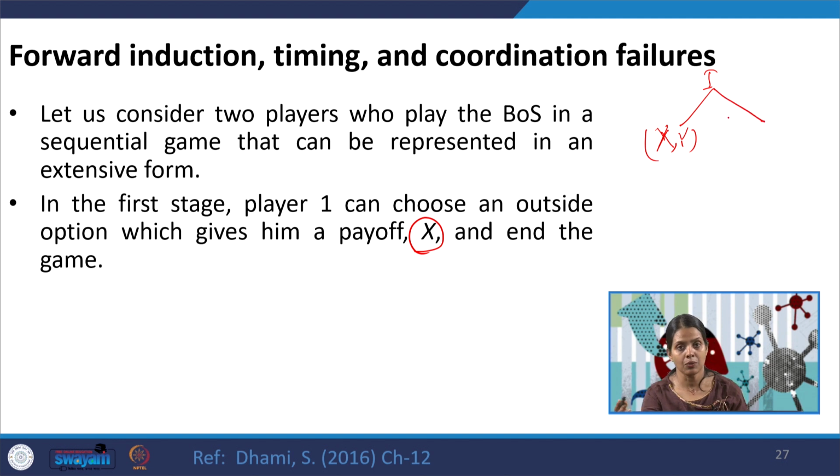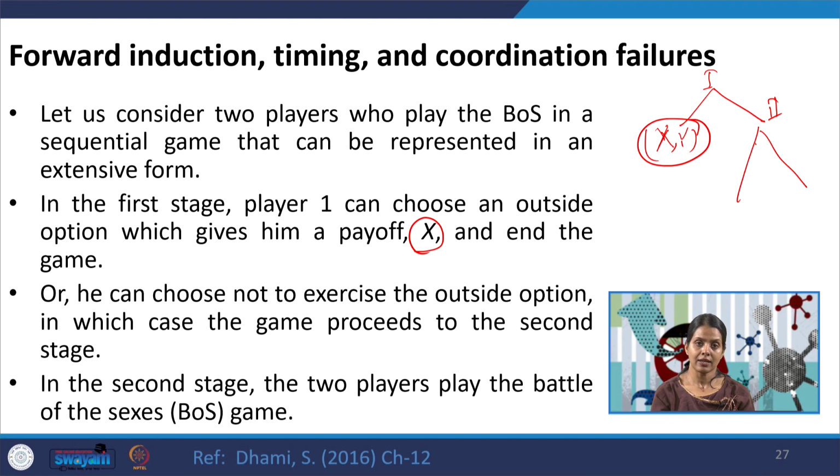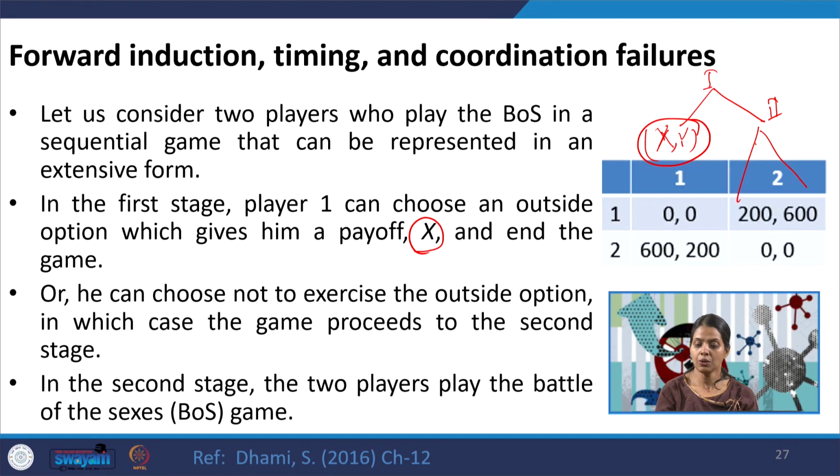If player 1 decides to play some other move, then it goes to player 2 and then player 2 has further moves. That is, player 1 can choose not to exercise the outside option. So, this is the outside option. He may decide not to exercise the outside option, in which case the game proceeds to the second stage. In the second stage, the two players play the battle of sexes game. So, this is the battle of sexes game that they would play in the second stage.